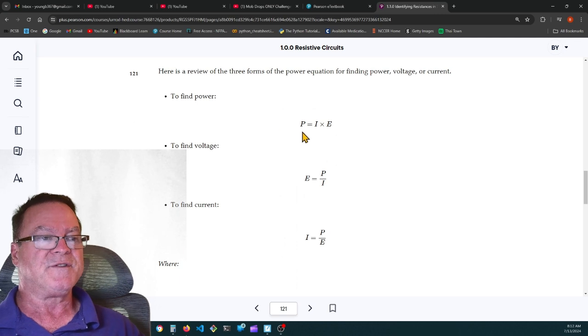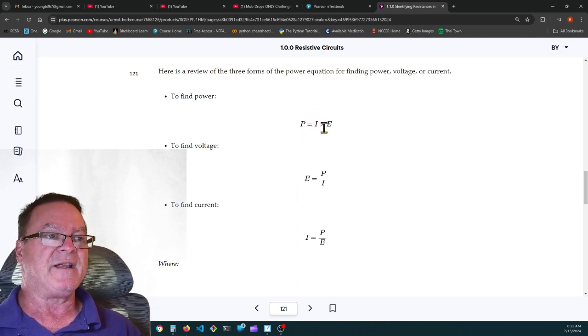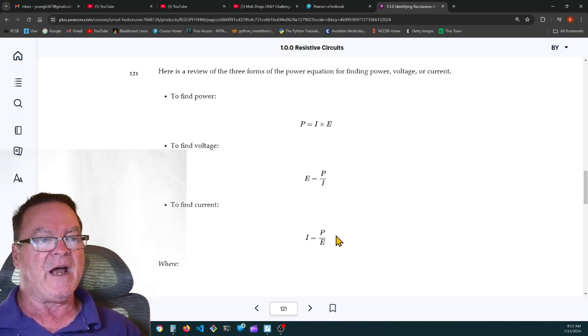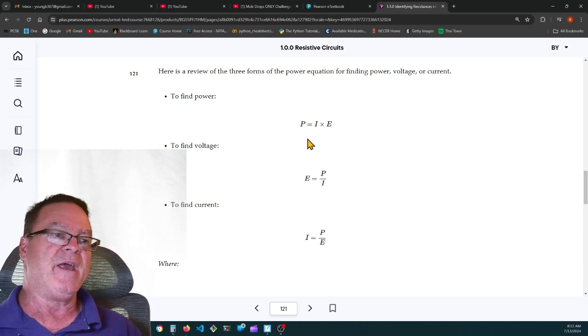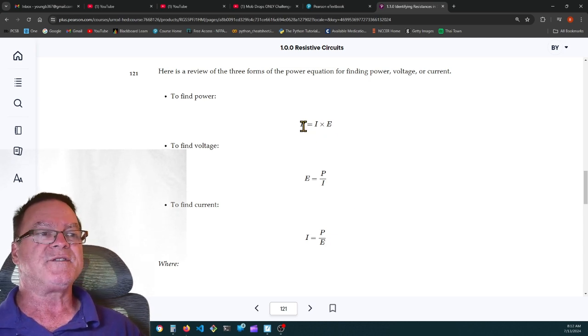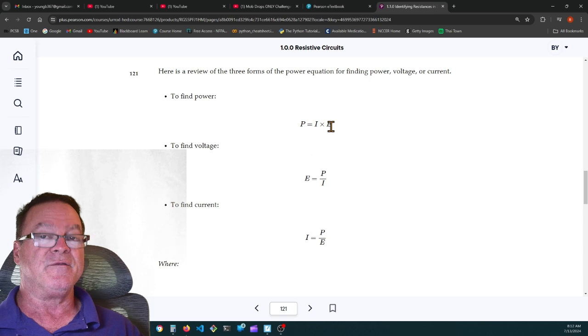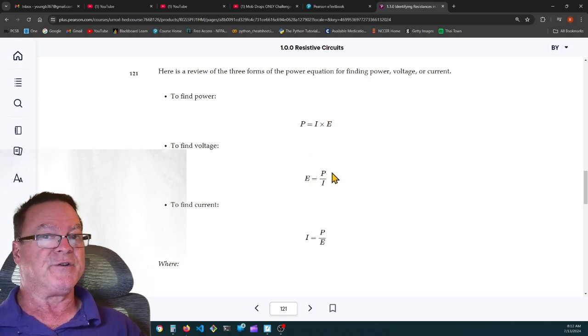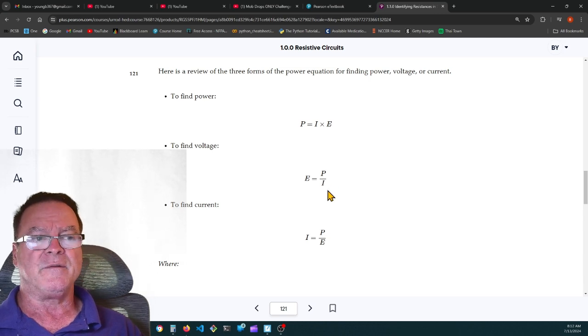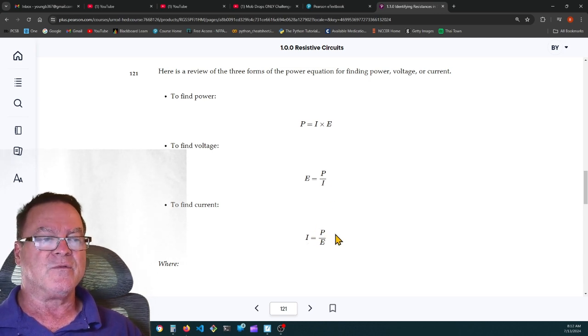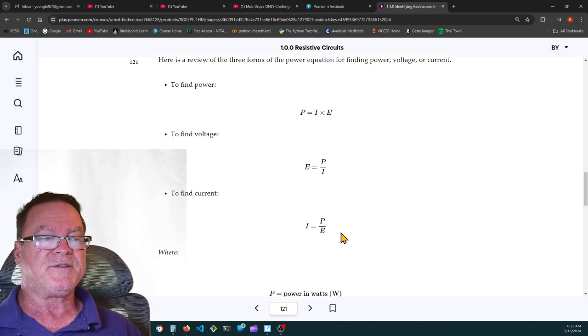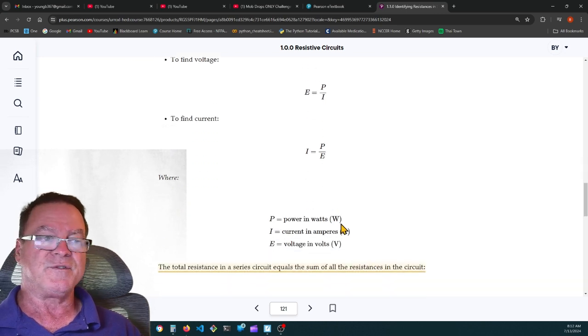The power formulas are P equals I times E, E equals P divided by I, and I equals P divided by E. So power measured in watts equals the current times the voltage. The voltage equals the power measured in watts divided by the current. And the current equals the power measured in watts divided by the volts.